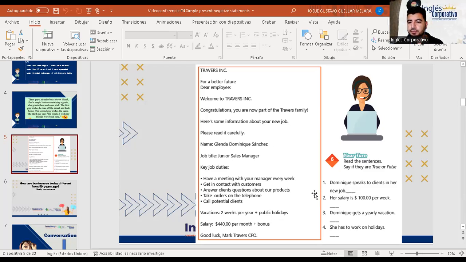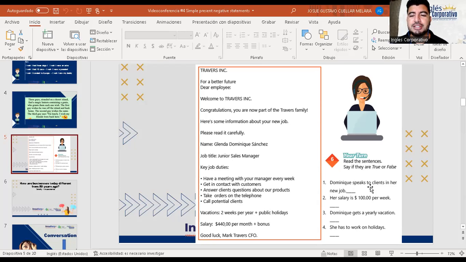So, you have read the sentences, say if they are true or false. So number one, Dominique speaks to clients in her new job. That's totally true. Number two, her salary is 100 per week. That's false because she earns $440. It means that she should earn $110 per week.